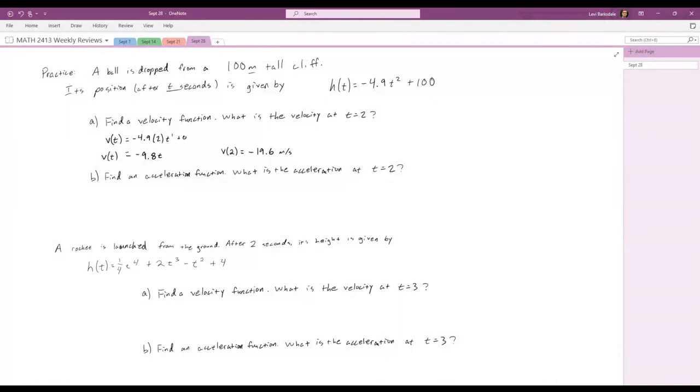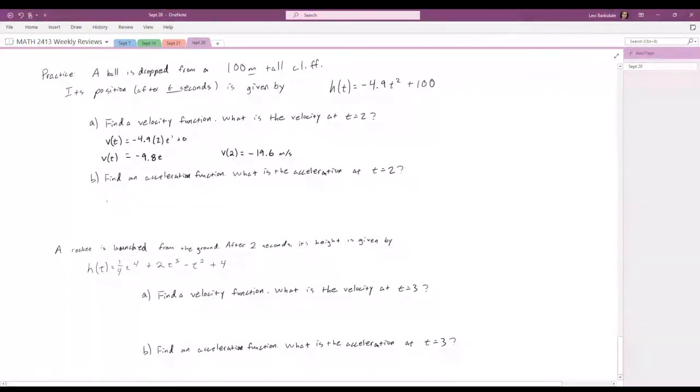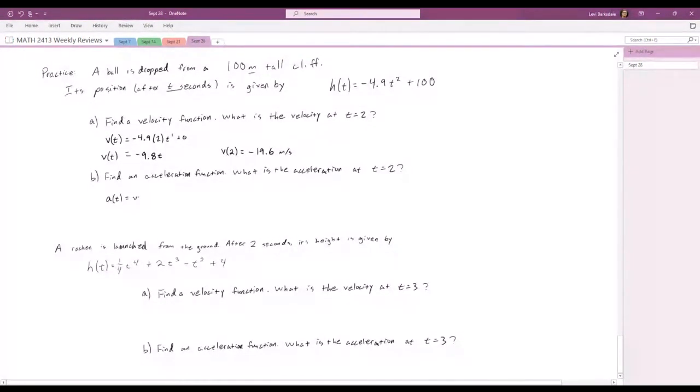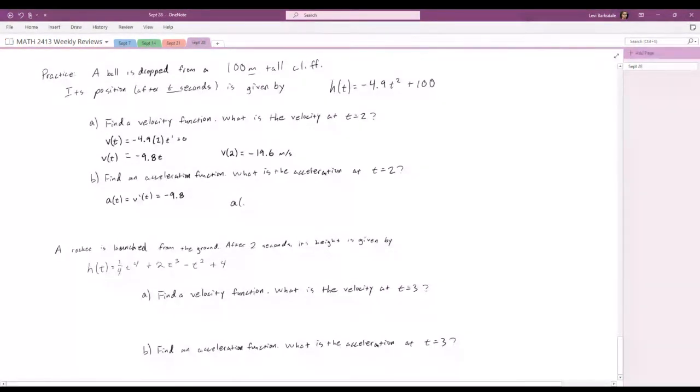next, we can find our acceleration function. And acceleration is, of course, just the derivative of our velocity function. So the derivative of our velocity function would be negative 9.8 times the derivative of t. The derivative of t is just 1. So this is our acceleration function. Our acceleration at 2 then is still just negative 9.8.